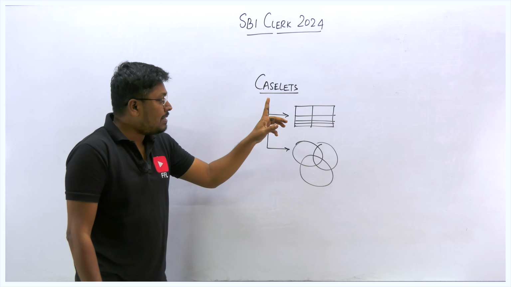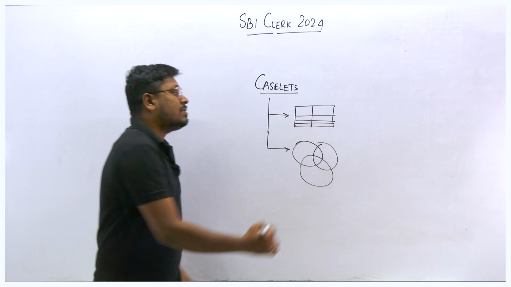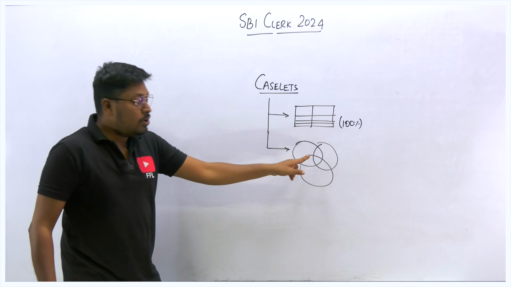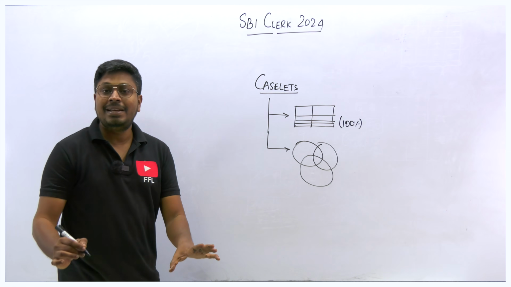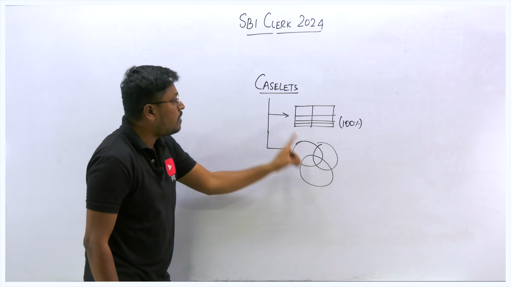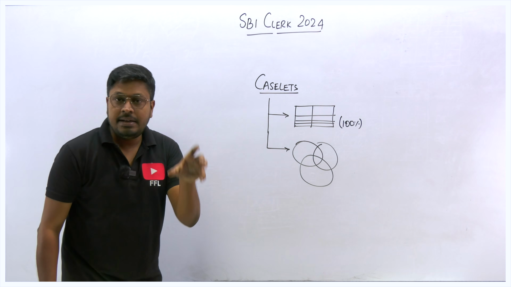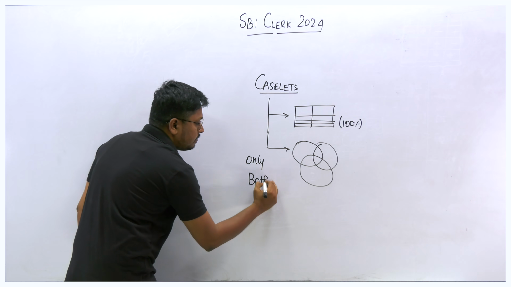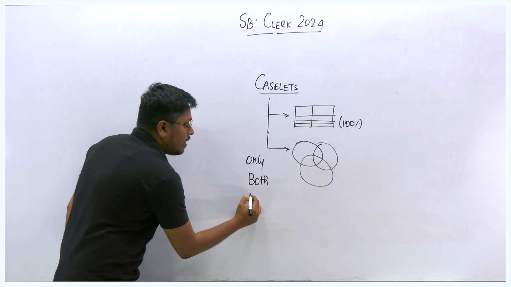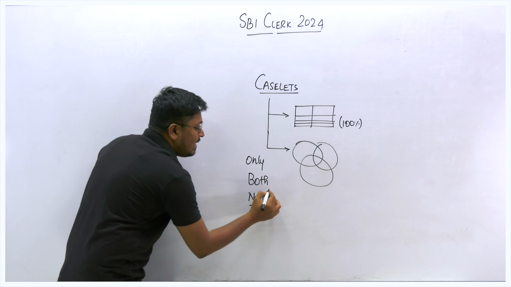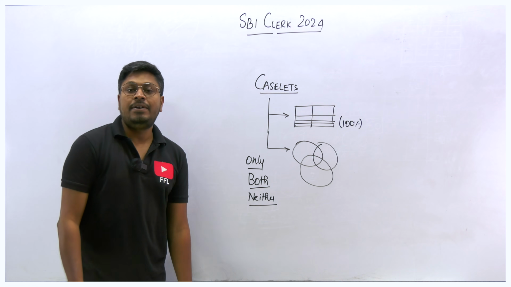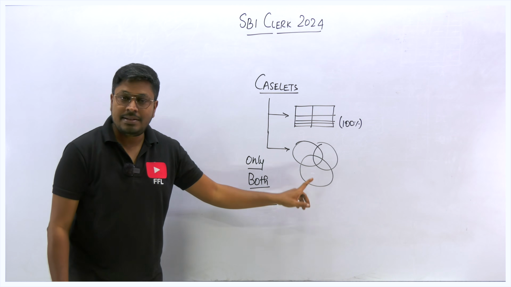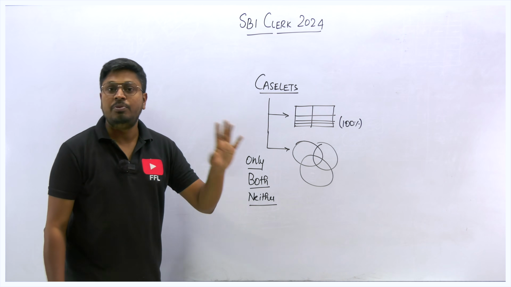But one important thing here is you can solve 100% of the questions only by a table. Even if it's a set theory question, you can solve it by a table also. You will get the answer. But how to find that a question of a caselet is a set theory question: while reading, if you find any of these words, only, both, neither, neither nor, then definitely you have to solve this question by a set theory format, because you will get the answer easily. Or else you can also solve the question by a table form, you will get the answer.